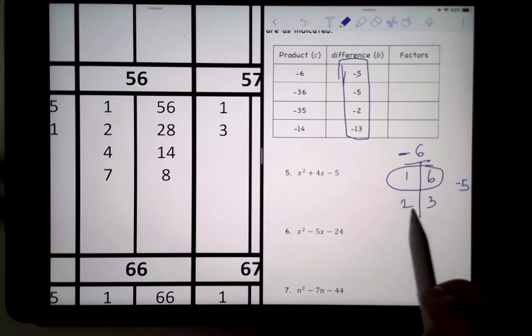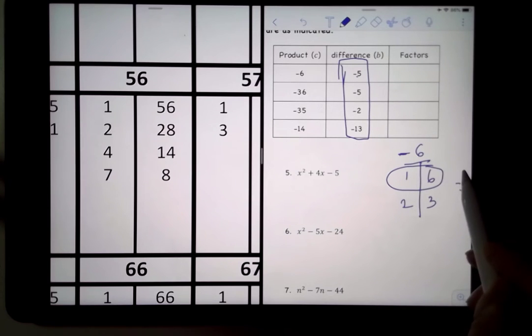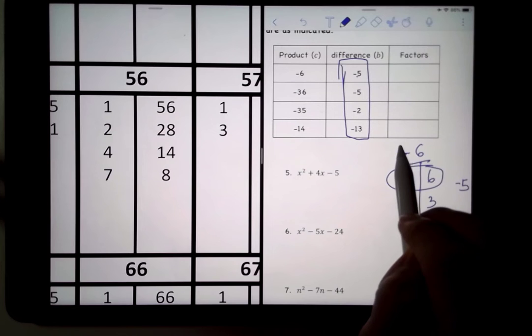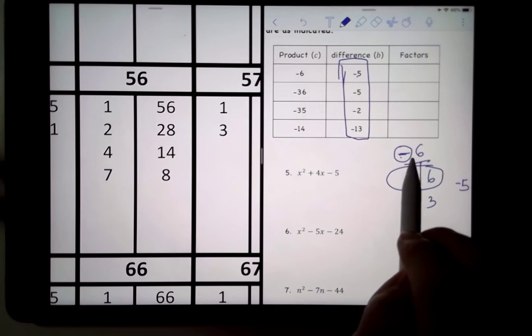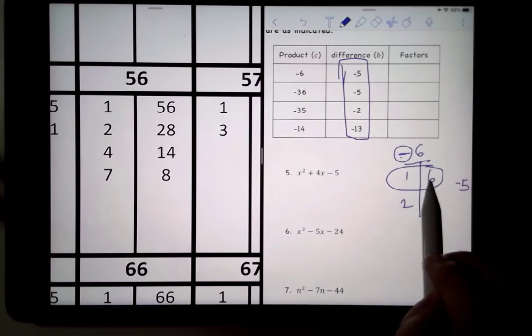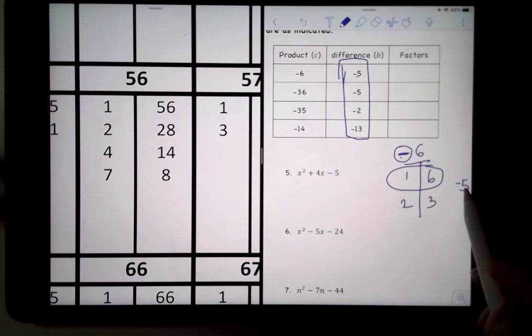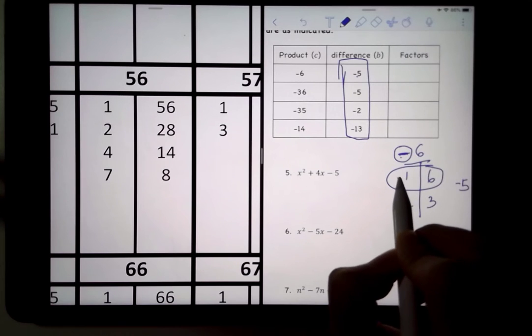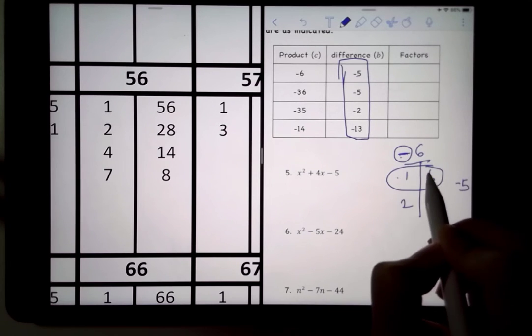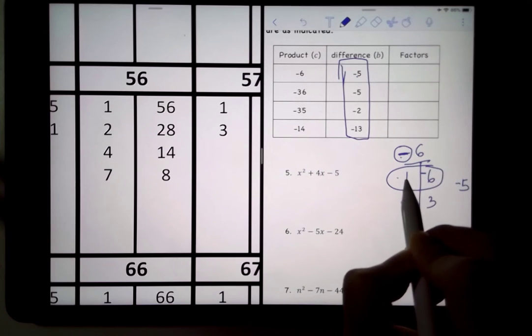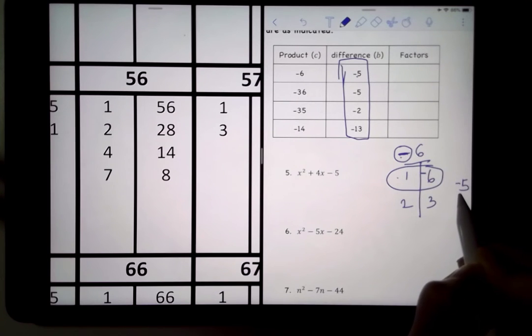Guys, don't get confused with that. 2 and 3, when you add, you can get 5. But this time, what do you have here? You have minus here. So 1 and 6 is right, because you need to find the difference. Difference, that is 5, right? And then we decide the sign. How can I get negative 5? If you have a negative sign over here, then you will get positive 5. So look, negative 6 and 1, then you can make it negative 5, right?